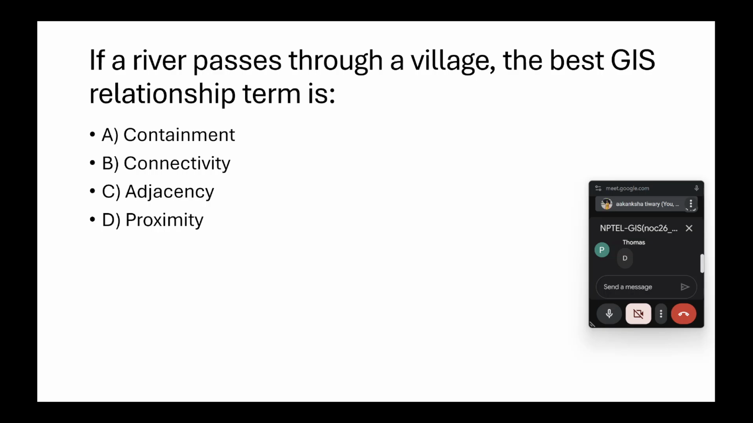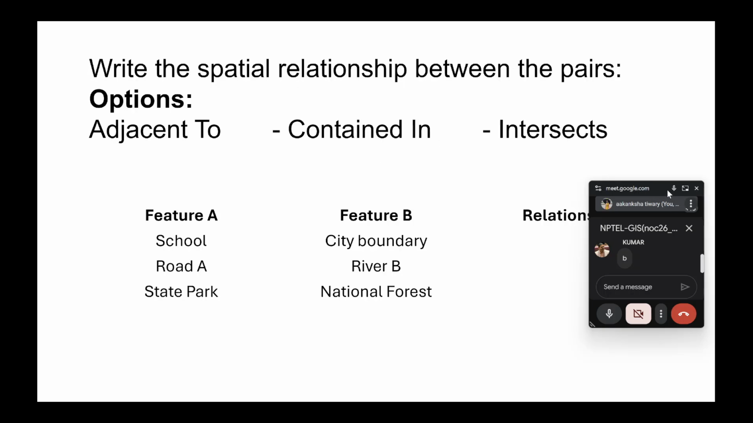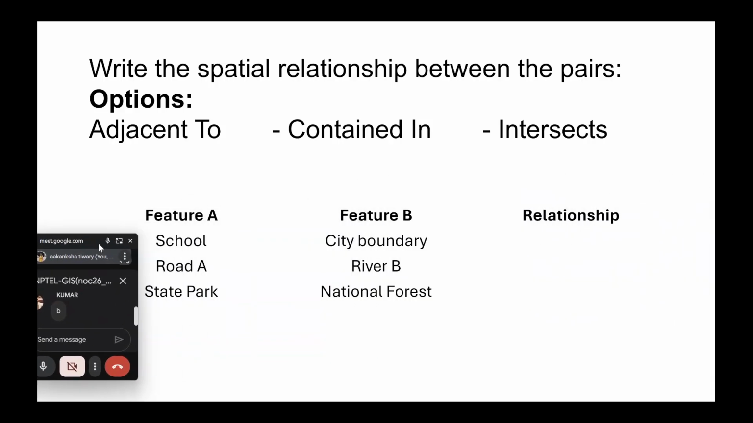So this is basically related to relationship term, connectivity. So connectivity is the correct term. So it is passing through the village. Okay. So it is kind of connected. So that is why it is connectivity. So a relationship is basically spatial or logical link between entities. So example is a river passes through a village. Okay. So now we have our next question.